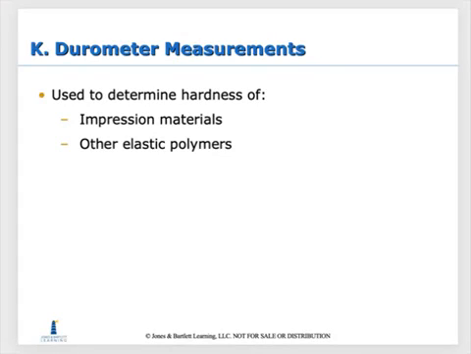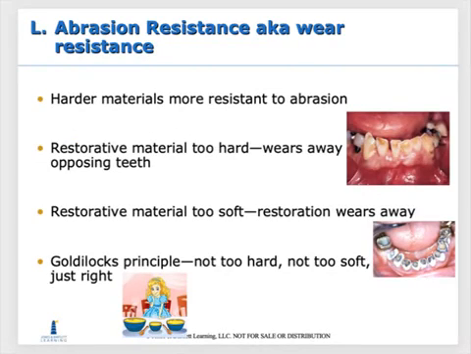And then let's talk about durometer measurements. This is used to determine the hardness of softer dental materials. So your impression materials, things such as ortho rubber bands, the rubber grips that are made for putting on instruments. So it's measuring things that are much softer. And then we have abrasion resistance, or also known as wear resistance. So obviously harder materials are going to be more resistant to abrasion, right? So our metals.